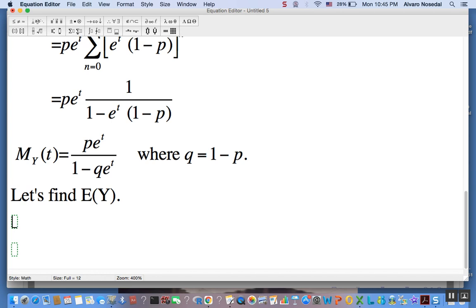So let's do that. Let me rewrite the MGF like this. It's going to be pe to the power of t, right, times 1 minus qe to the power of t, to the power minus 1. Okay, it's the same thing, right? But if I express that as a product, then when I take the derivative, it's going to be easier, right? Okay, so let's take the first derivative with respect to t.